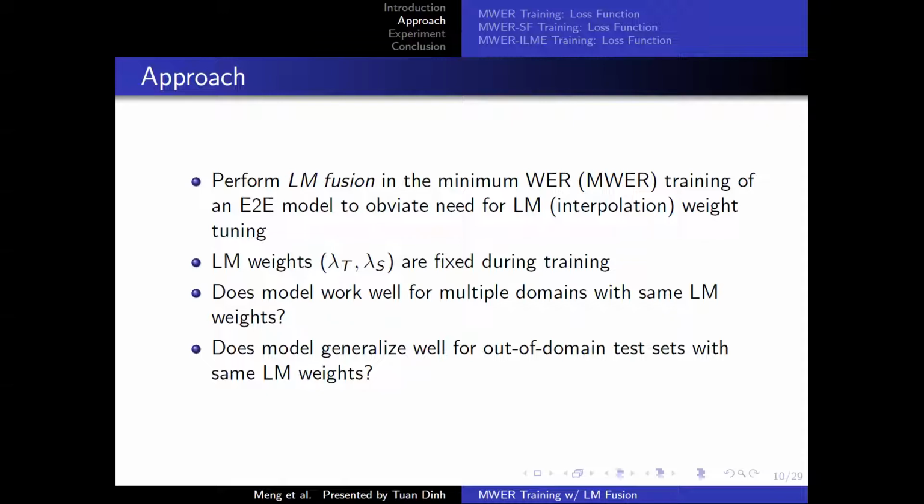The questions are, after this MWER training, does the LM fusion work well for multiple domains with the same language model weight and same interpolation language model weight? The second question is, does the language model fusion generalize well for out-of-domain datasets with the same language model weights?